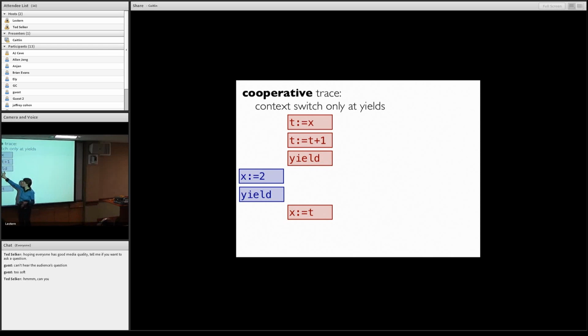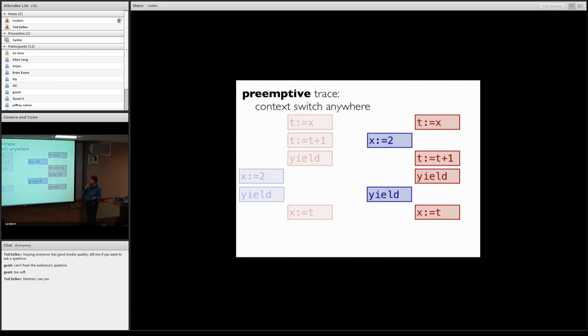So cooperative scheduling, which we talked about before: in a cooperative trace, we have a context switch only at yields. Okay, so this is all fine and good, but this is not how programs actually run. This may not be efficient. So instead, when we have a preemptive trace, we're running our program, there could be a context switch anywhere.